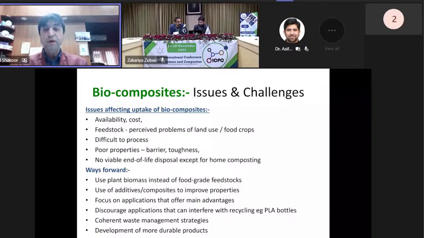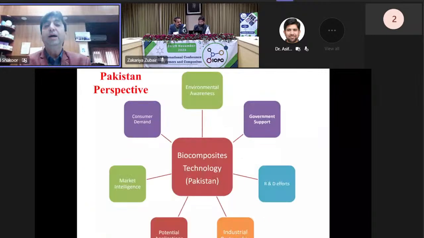So we need to have a coherent waste management strategy and develop more durable products. From the Pakistan perspective, we have lots of things available around us, but we need to gel them together, because we have an environmental awareness nowadays. We have a smog issue, and different types of pollution issues around different cities of Pakistan. So this is one of the best times to exploit this environmental awareness. The government support is there, and the government is willing to support these kinds of initiatives.